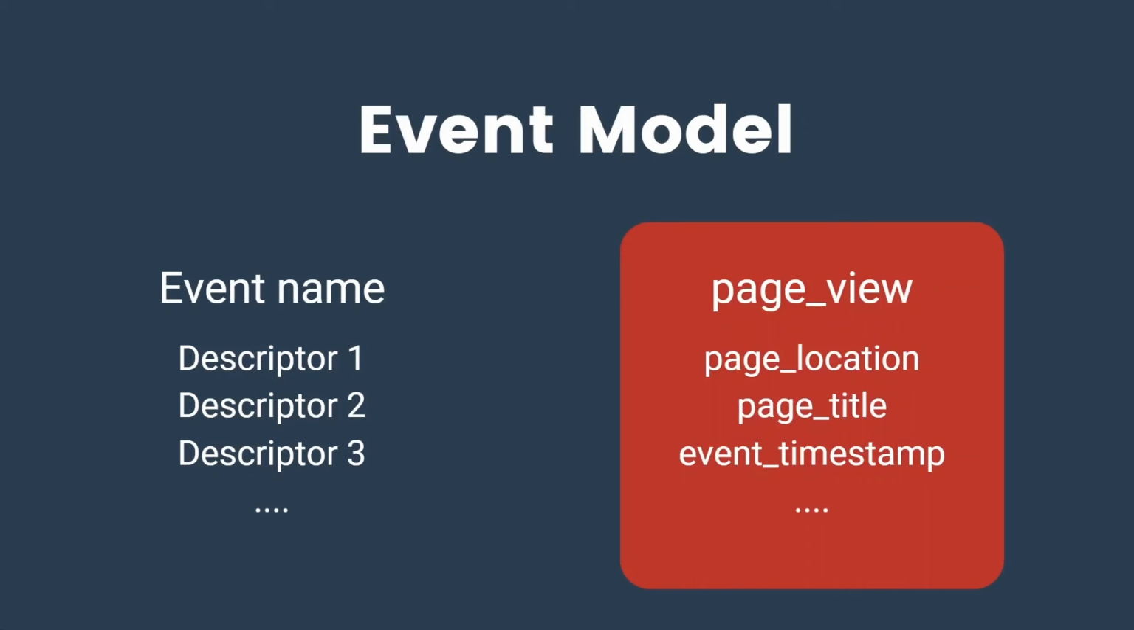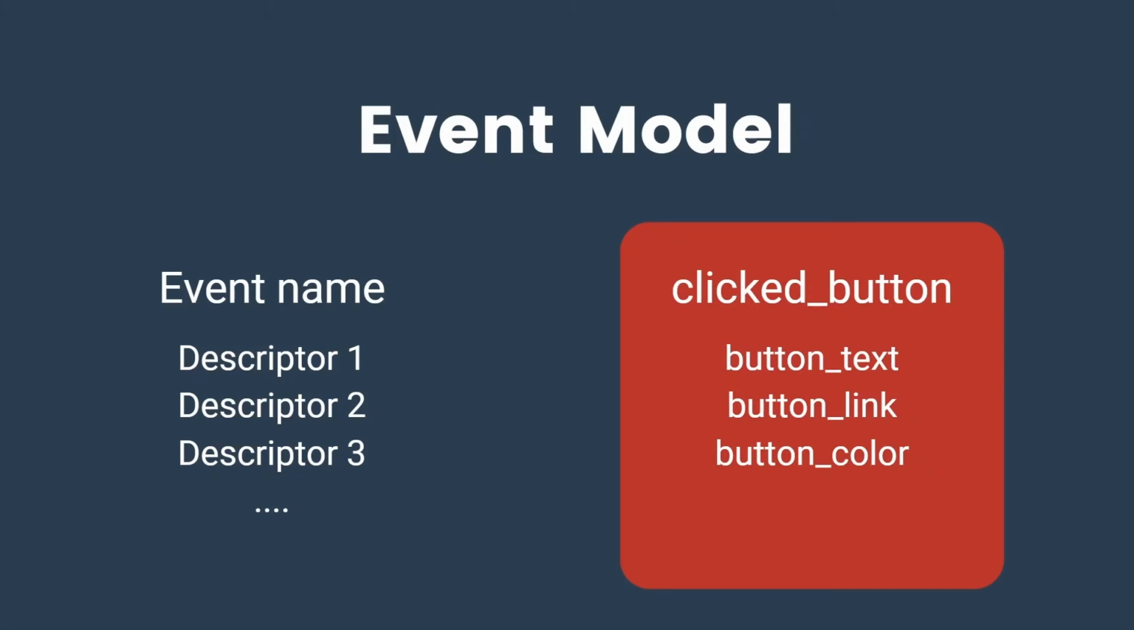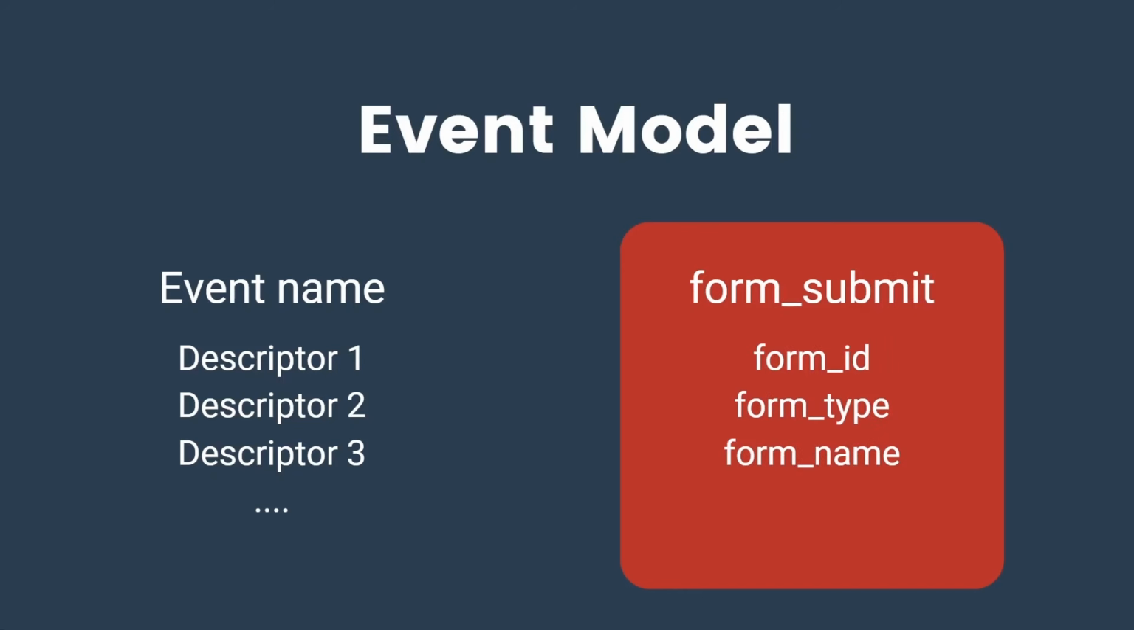Let me show you an example. We have page view, and this is the event name. And then we have some additional descriptors such as page location, page title, and so on. Or clicked button, this is our event, but additionally, we can collect some data points such as button text, button color, button link, and so on. Or form submit, we can have form ID, form type, form name, and these descriptors are called event parameters. This is something you should always remember before you start implementing events in GA4.